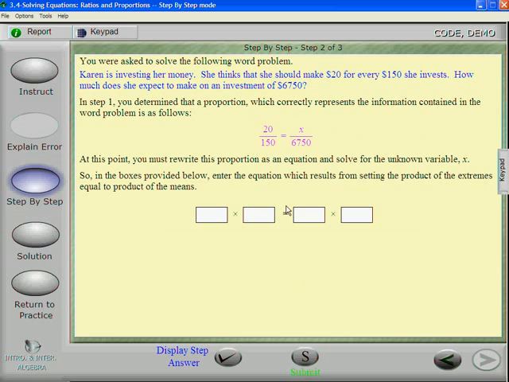And then the same trick as before. You can cross multiply as long as you have a proportion. One fraction equals another. That's the only time this will work. As a little trick that I can say, this is the same as 20 times 6,750 equaling 150 times X.